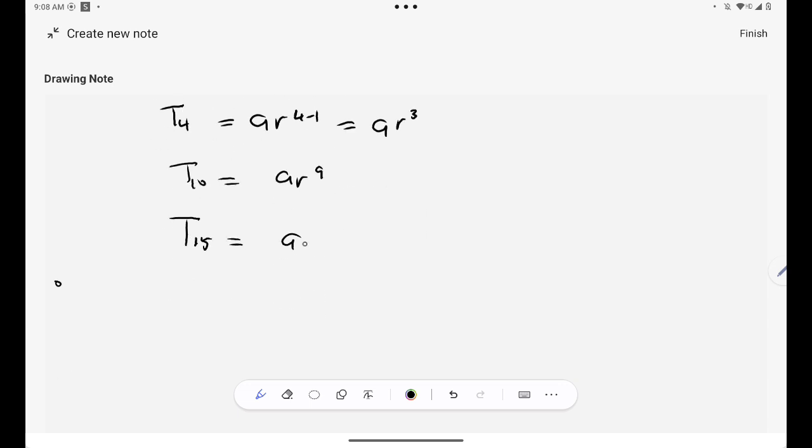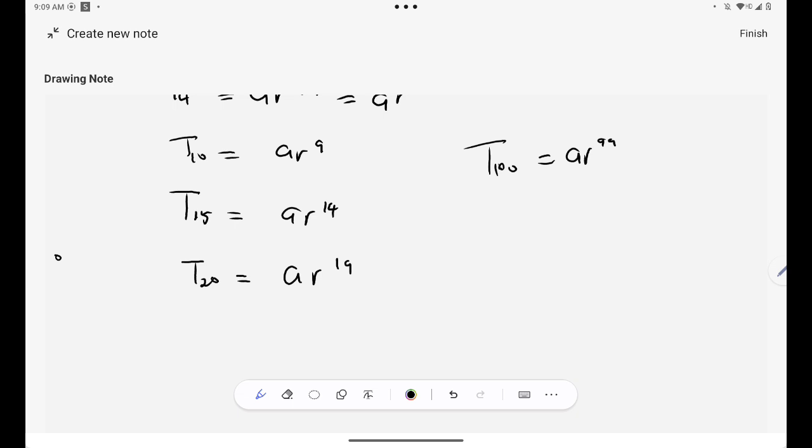T15, I'm expecting it to be AR to the power 14. T20, I'm expecting it to be like this. Then T100, it will be AR to the power 99. Alright, together. So we use these whenever a sequence is described to us. Let me find an example when a sequence is described. When a sequence is described, how can we go with it?